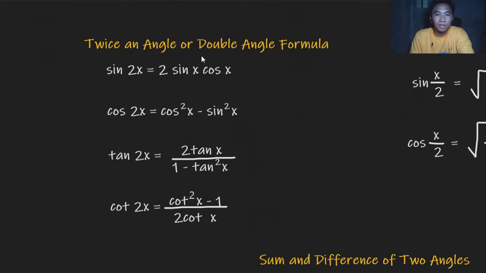Sa twice an angle naman tayo, or the double angle formula. Kasi dito, twice mo yung angle kasi naka-twice. So, sine 2x is equal to 2 sine x cosine x. Then, cosine 2x equal to cosine squared x minus sine squared x. And then, tangent 2x is equal to 2 tangent x all over 1 minus tangent squared x. Tangent 2x is equal to cotangent x minus 1 all over 2 cotangent x. So, ito talaga, sariling practice na lang to. I-recite yung mga yan. Mga common na yan eh.